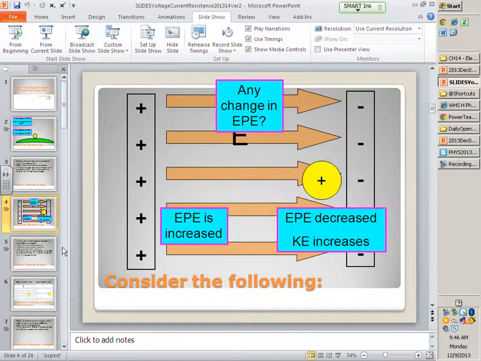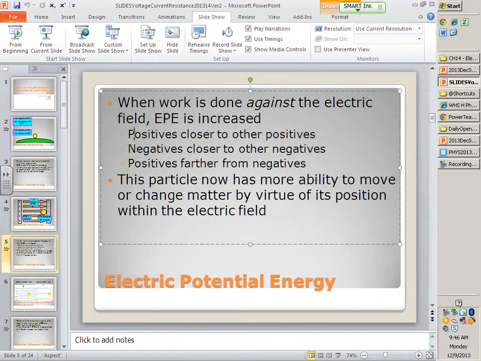And so we said that there are three ways that we can increase the electrical potential energy of an object. If we take positives and move them closer to other positives, that will increase their electrical potential energy. If we take negatives and move them closer to other negatives, that will also increase their electrical potential energy. And then if we take positives and negatives and move them farther apart, that increases potential energy because they try to get back together.